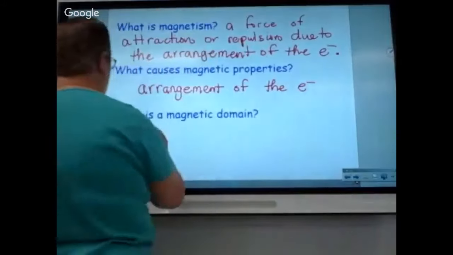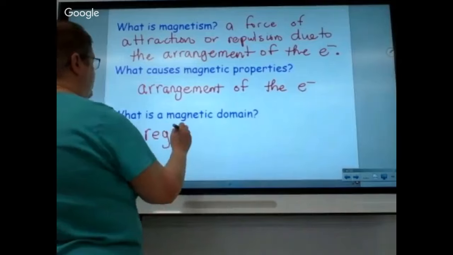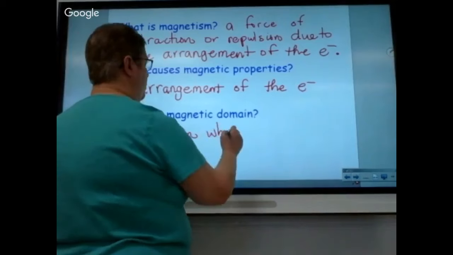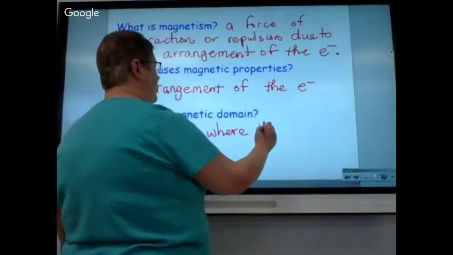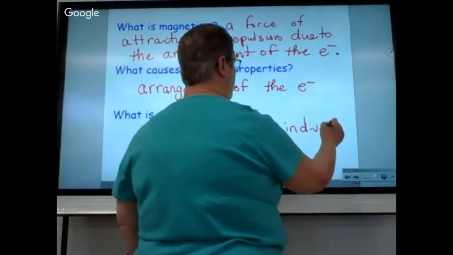All right. Now the magnetic domains are the pictures I'm showing here. Domains are a region of individual atoms.